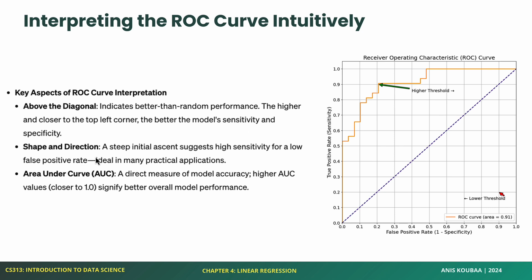So we look at the shape and direction. A steep initial ascent suggests a high sensitivity. This is steep, but sometimes it could be steeper. If I have something sharp like this, it means a perfect model. But in reality, we cannot have that. So the steeper, the better the curve is.